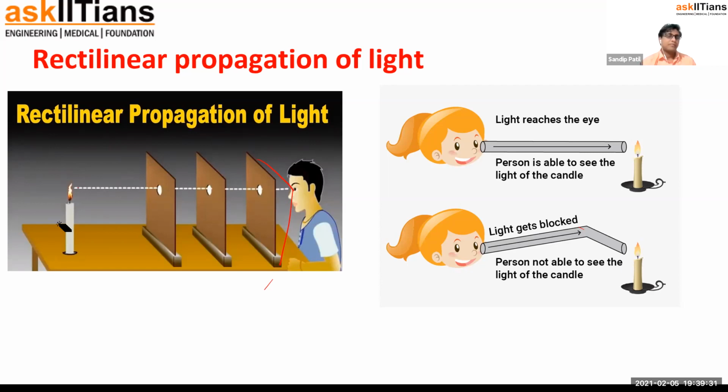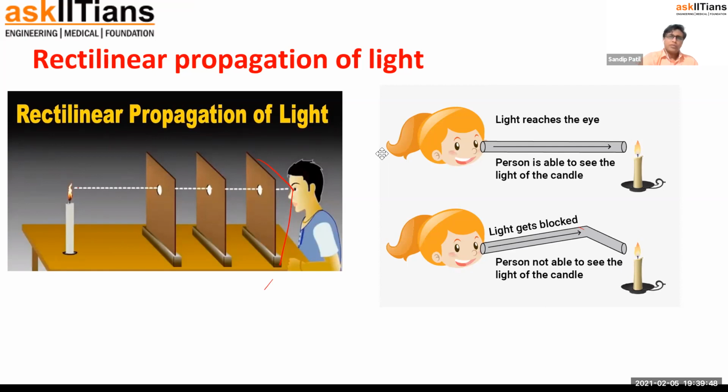What about the planet? Is Earth emitting light? No, right? Earth is not emitting light. So Earth is not a luminous object. It is a non-luminous object, you can say. So we should also know what luminous and non-luminous objects are.